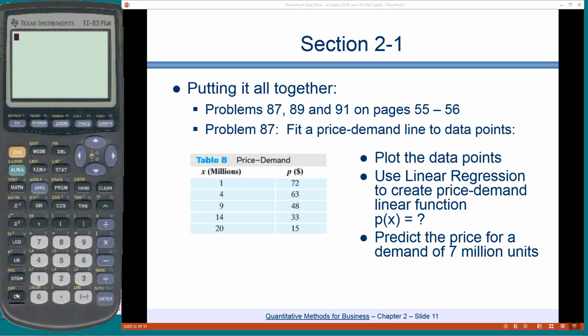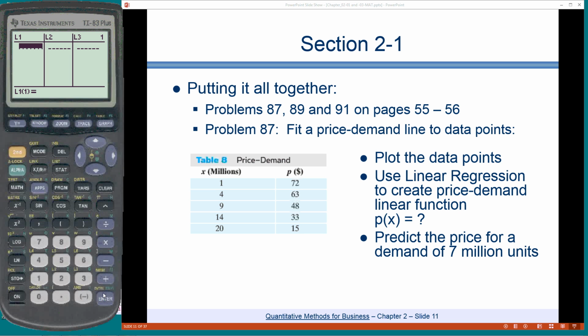And the way you do that is you go to the Stat button, you click Edit, and it puts you into the list editor. And you just type 1, 4, 9, 14, and 20 into one list, and 72, 63, 48, and so on and so forth in the other list. One thing I will mention, if you use your calculator much, you're going to end up with data in these lists. If you want to clear out a list, the easiest way usually is to up arrow into the list name, hit clear, and then enter, and that'll wipe out anything that's in your list.